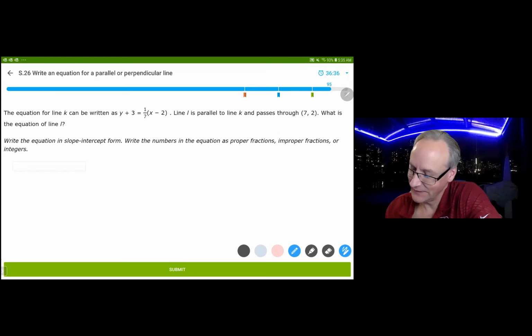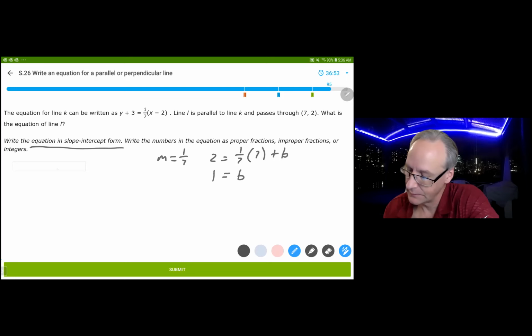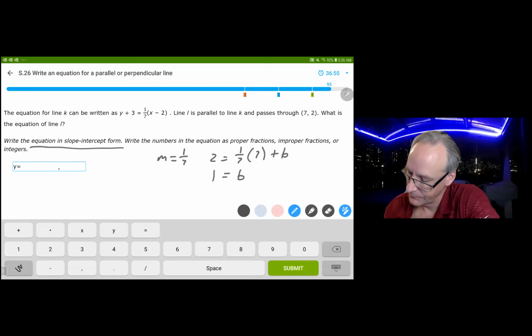Oh, I just really wish they wouldn't always do that, but that's okay. We want it to be parallel, so we want a slope of 1/7. So our y is 2 equals 1/7 times x plus b. We're going to subtract the 1 and get b equal to 1. Looks good.